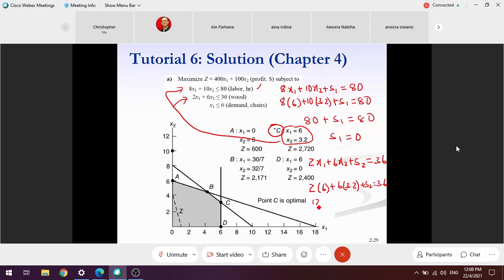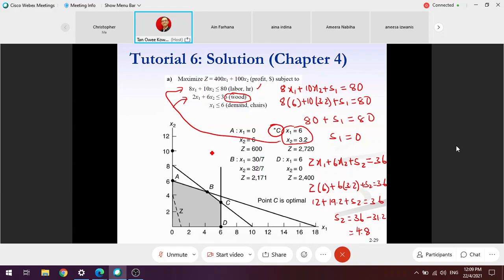So this is plus, what is that? 19.2. So x2 is equal to 36 minus this. This is 31.2. So equal to 4.8. It means that there is unused resources. There's unused resources in terms of the goods. There are 4.8 units of wood unused in this case.